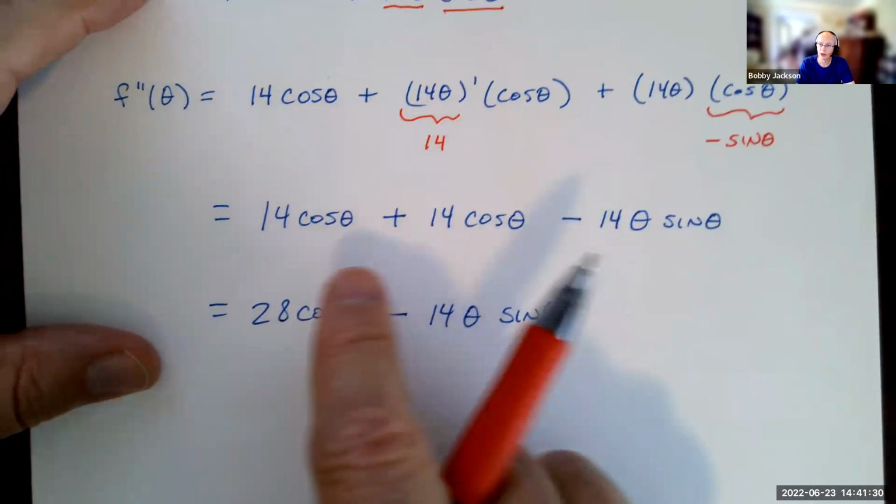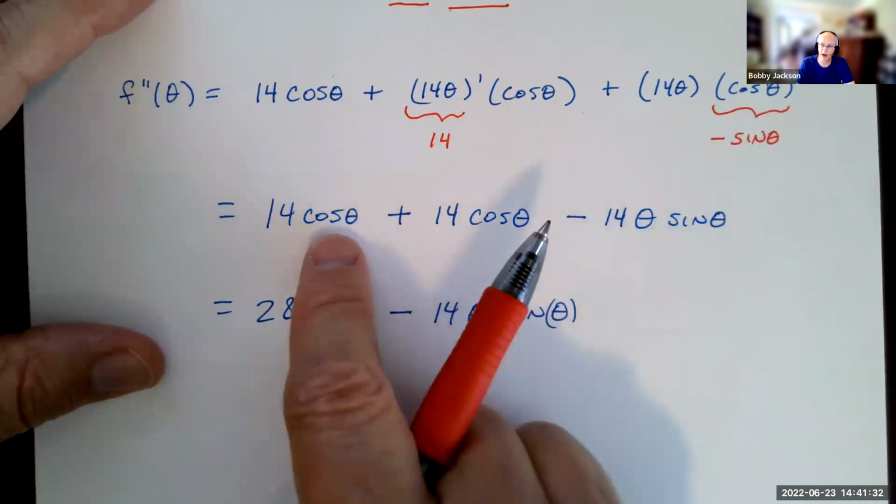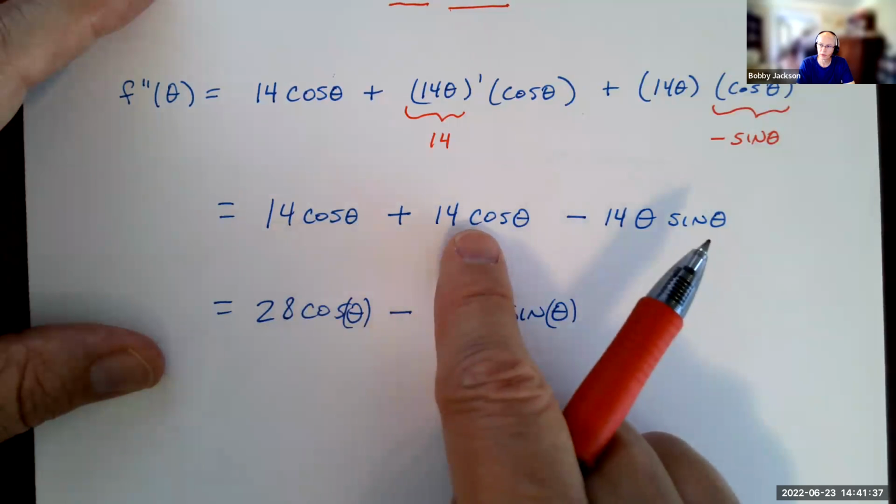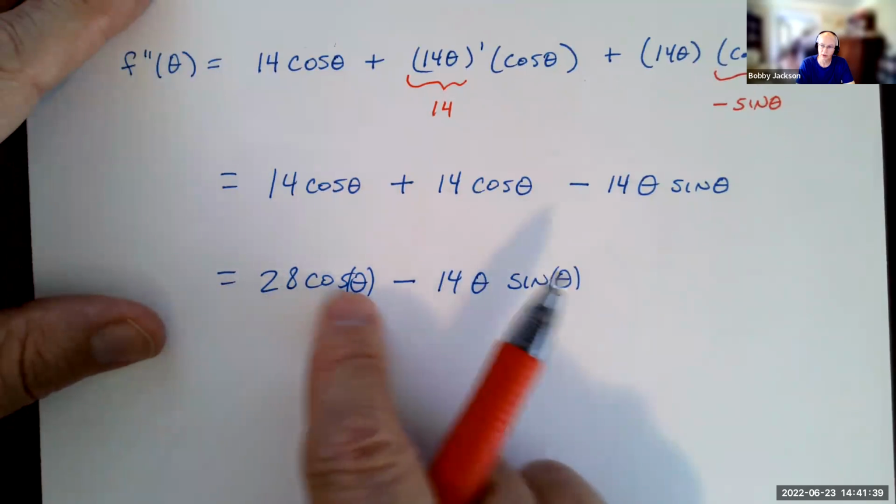Okay, cleaning this up, 14 times cosine theta, and then this negative comes out in front, -14 theta cosine theta. You should simplify always if you can, obvious simplifications. This is clearly like terms. 14 cosine theta plus 14 cosine is a total of 28 cosine theta.